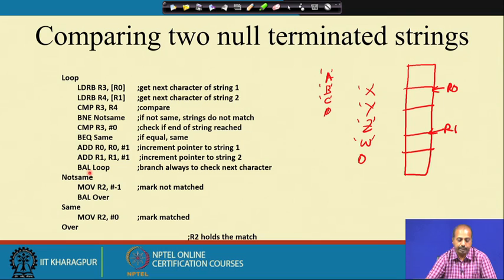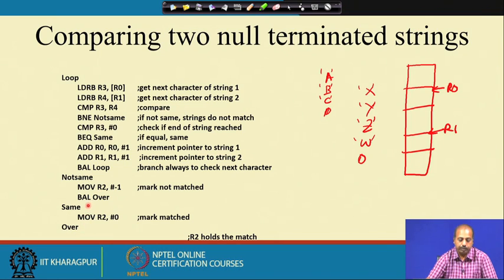Then we branch, BAL is branch always. So, it comes to this loop, and it will again move the next character into R3 and the next character of the second string into R4, and compare them. If any of those characters are not same, then this BNE not same will be true. So, it will come here and R2 will get -1. If at any point of time we find that the strings are not same, we do not compare the remaining characters. We just skip over this same part, and we come to branch always over.